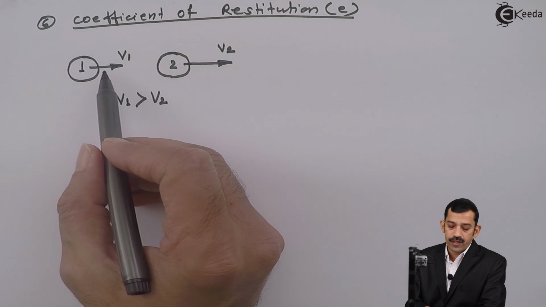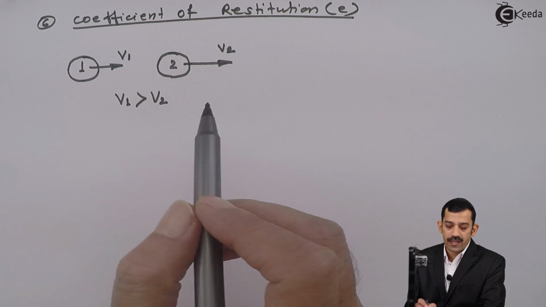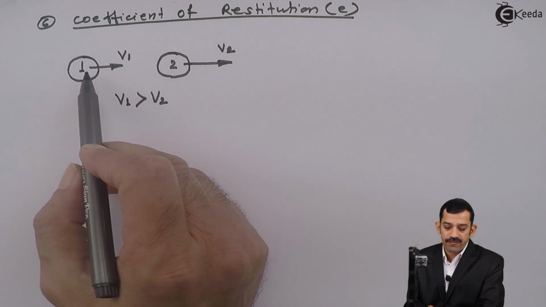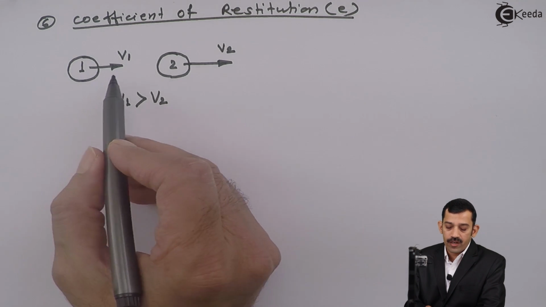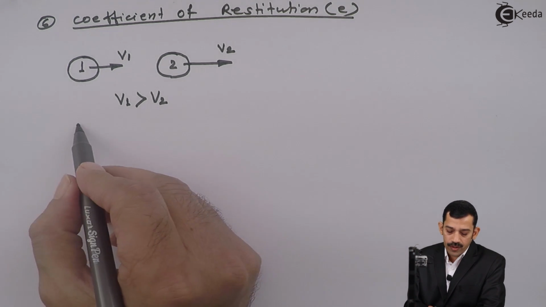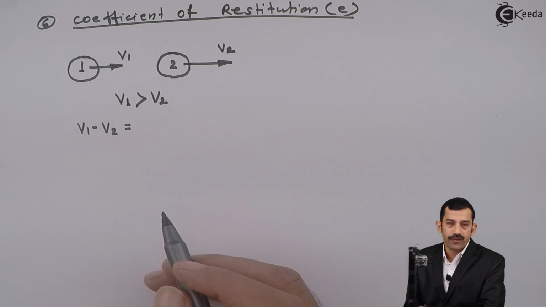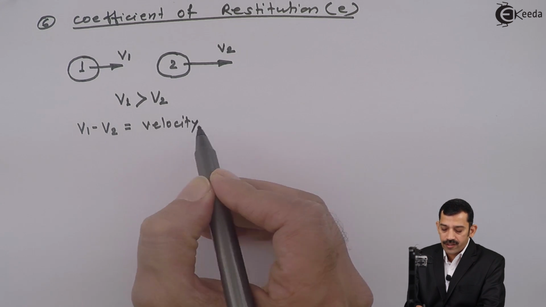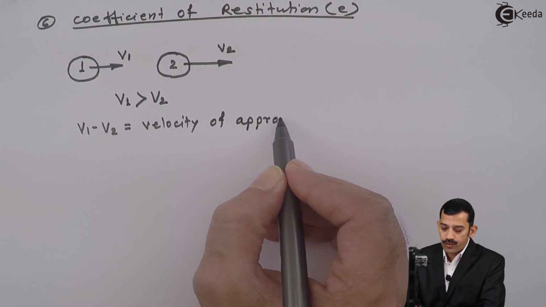As the velocity of body 1 is greater, and as time passes, say initially they are at some particular distance, as time passes, the distance between the two bodies gradually decreases, and finally body 1 strikes with body 2. That means body 1 approaches towards body 2 before impact. Therefore, this difference in velocity, if we take here v1 minus v2, will get a positive value because v1 is greater, and this velocity is called the velocity of approach.